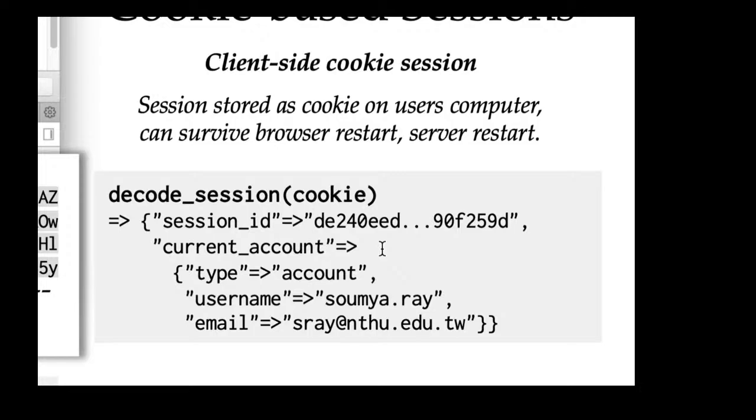Well, this is actually returned to me as a Ruby hash by my decode session function. So the current account says type account, username, email. That's what I'm storing in the cookie. All right.